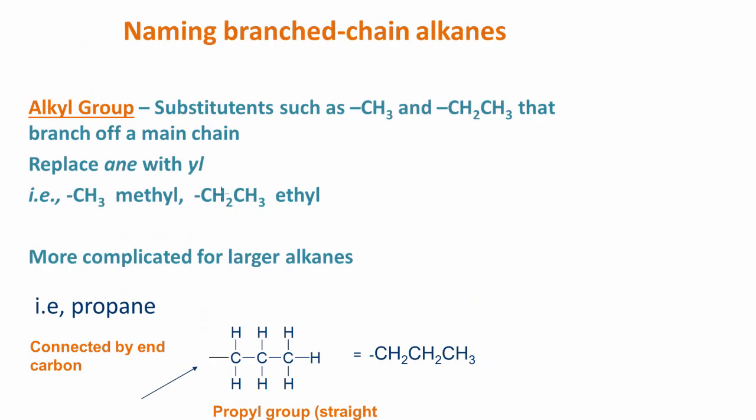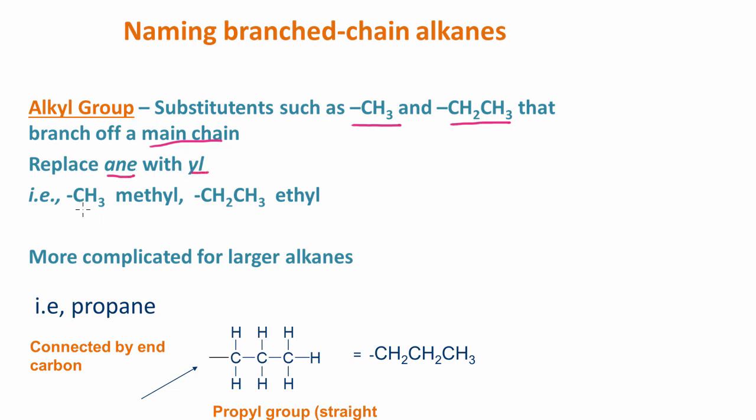Now, naming branched alkanes, well, you have to know a few rules. So before we go into naming branch chain alkanes, let's define what an alkyl group is. An alkyl group is a substituent, right? That's what's on that branch point, such as the methyl group and the ethyl group, and these branch off the main chain. What we do is we replace the ane with yl.